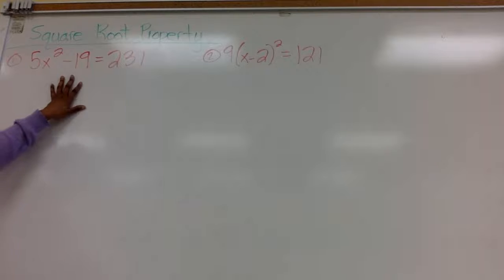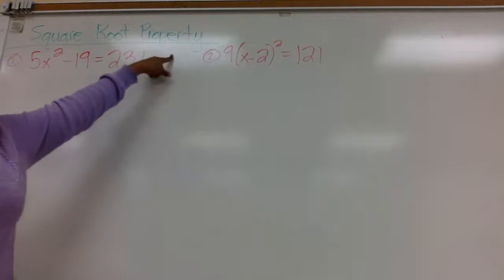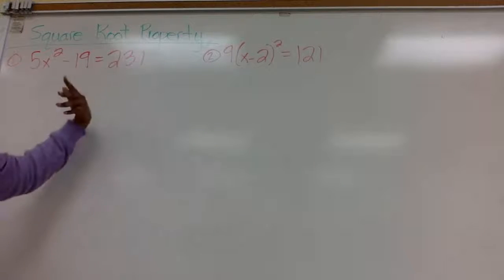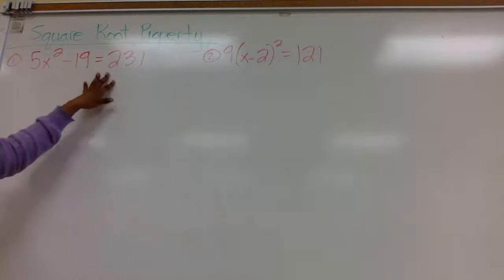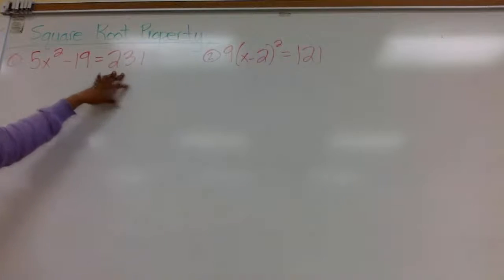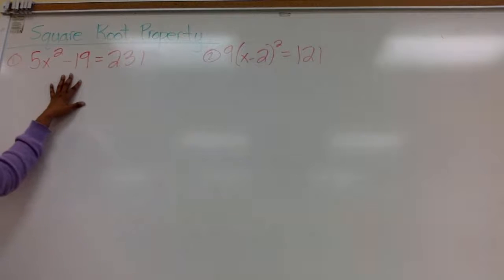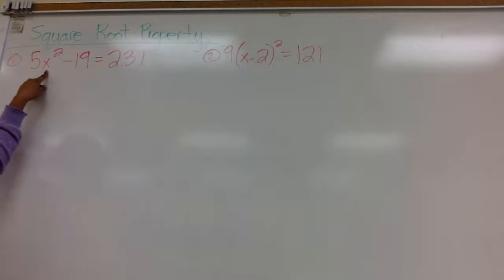So we're going to solve this using the square root property. Clearly, at some point in here, we're going to be taking the square root. The first one says 5x squared minus 19 equals 231. Just as with the first unit, your goal is to get x all by itself. We're going to have two answers because my highest exponent is 2. If my highest exponent was 4, we'd have 4 answers. If it was 5, we'd have 5 answers. But this one, my highest exponent is 2, so we're going to have 2 answers.